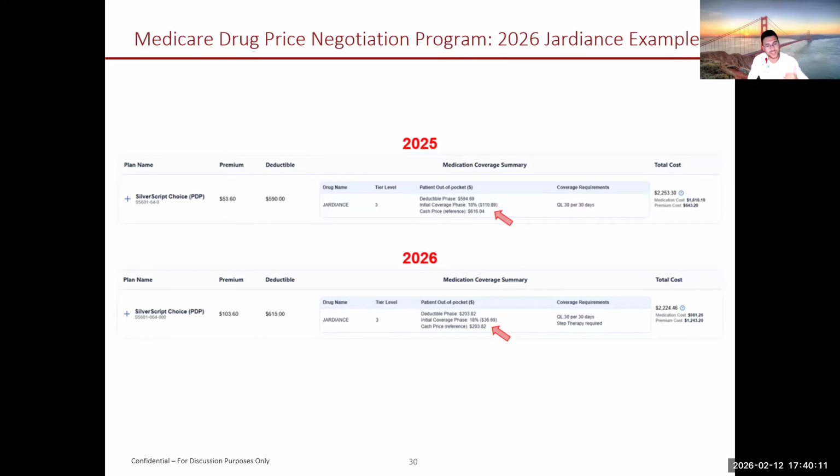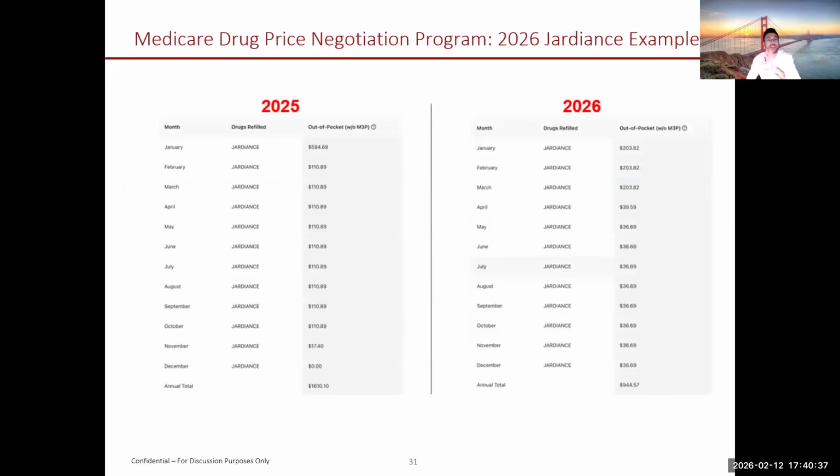So here we have the same plan, which uses the same style coverage, a full deductible, last year $590, this year $615. Same style initial coverage after the deductible, 18% is what the patient has to pay. But because of the drastic decrease in the cash price as a result of the drug price negotiation program, the fill cost after you clear your deductible went down from $111 to $37.